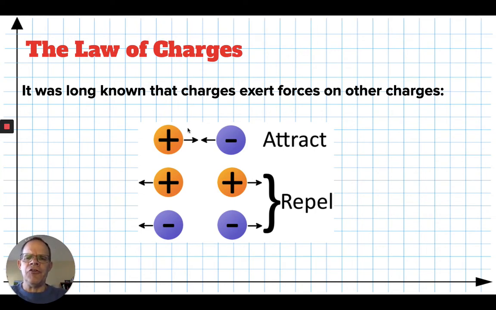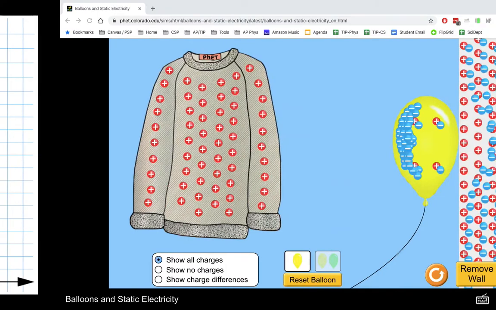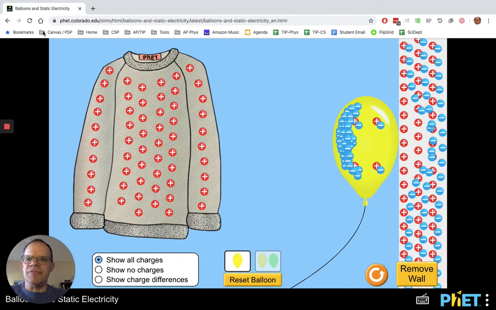And we know that positive charges repel each other. Two negative charges repel each other, but if the charges are opposite, they attract each other. There's an attractive force between them. So here's a quick little demonstration that's kind of interesting.